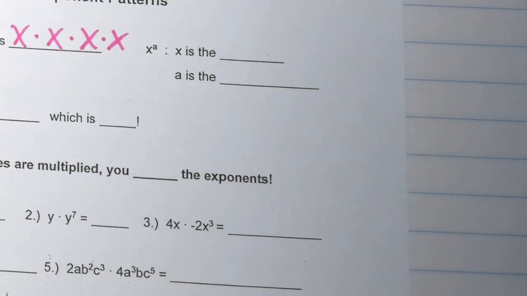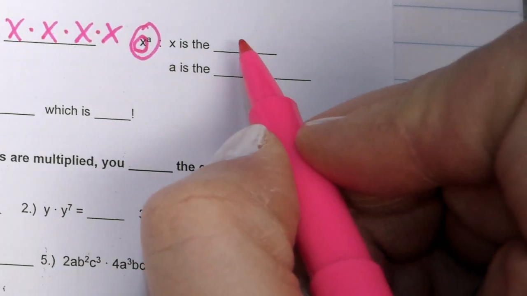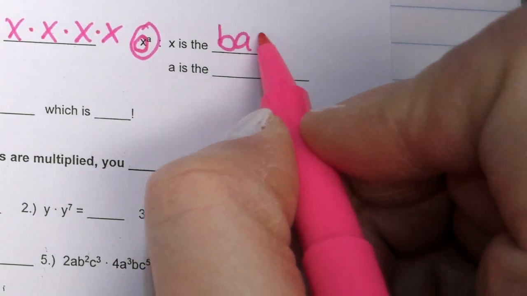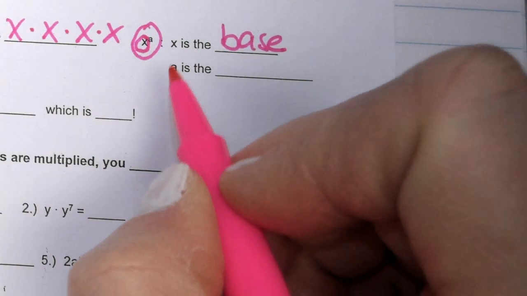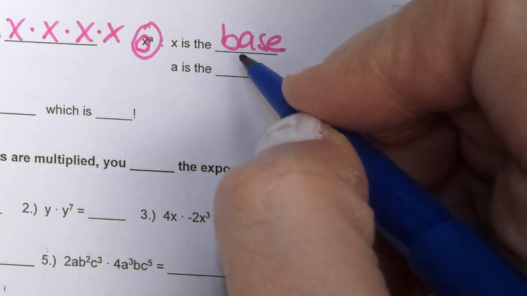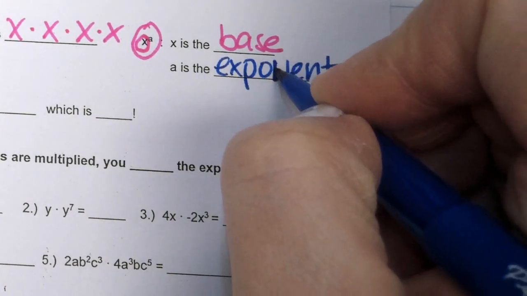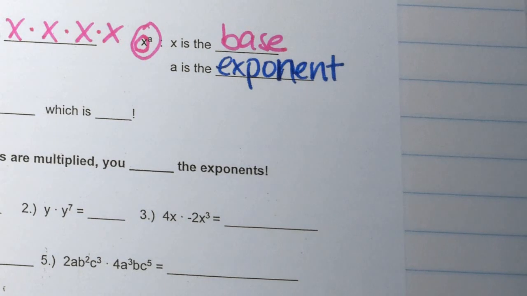Okay? All right. And the last example here is going to give us some definitions. When you see this, x is the base. We call it the base. It's the big number. And then the little number that's raised is the exponent. Okay? Exponent. So let's keep going.